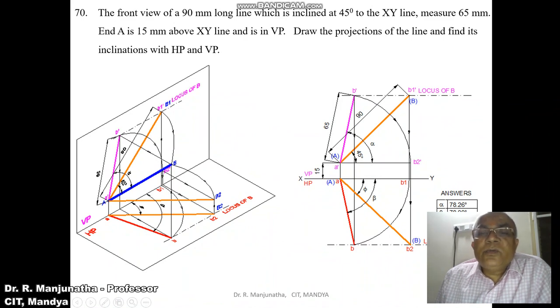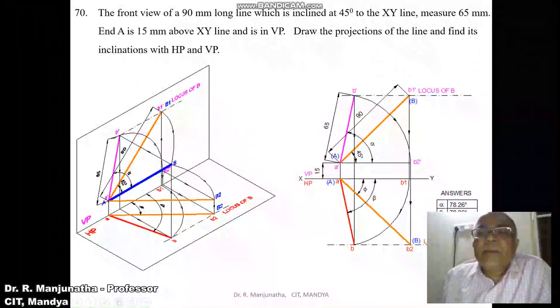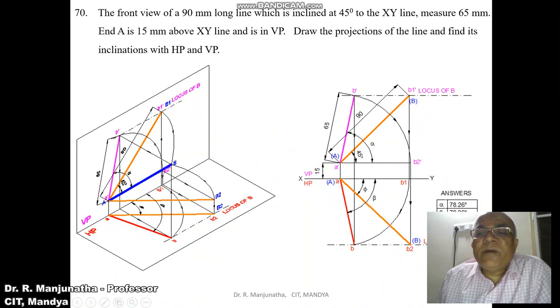Then you show the dimensions of 15, 65 and 90, 45 degree, and then we need to find the apparent inclinations. The apparent inclination with respect to HP is alpha, and with respect to VP is beta, and the true inclination with respect to VP is phi.